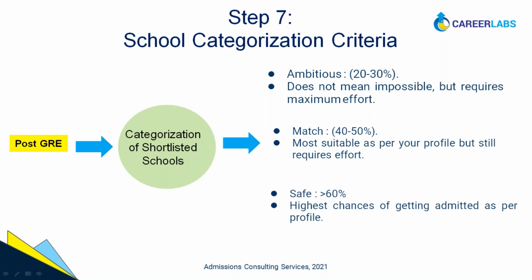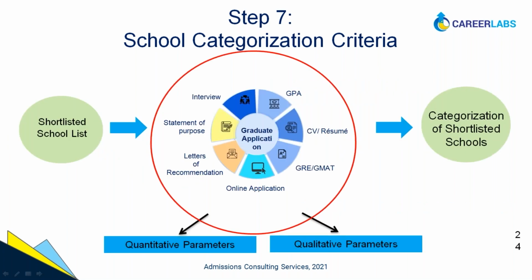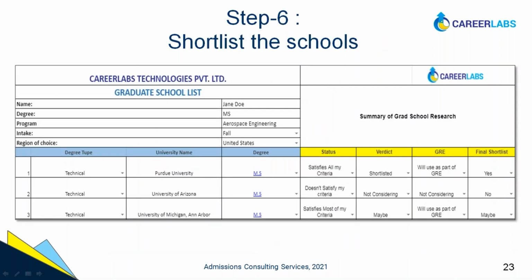So here's the important news for you all. Till about step 6, you will keep on iterating. What do I mean by that? Your program might change because you might have had more insight. The kind of universities, the type of universities might change. And this is what happens more often.